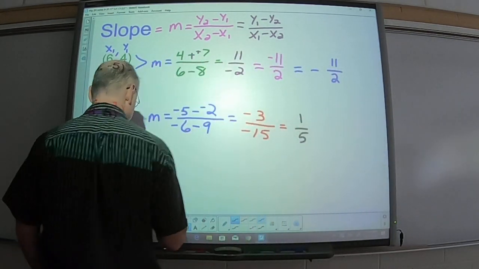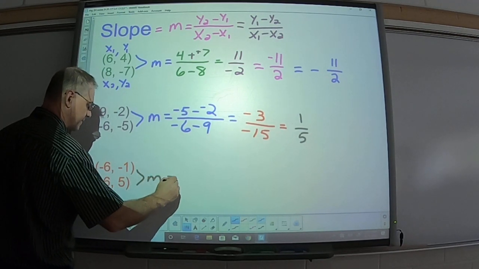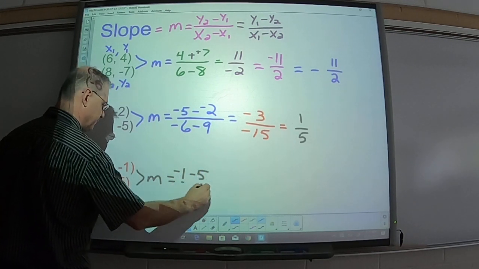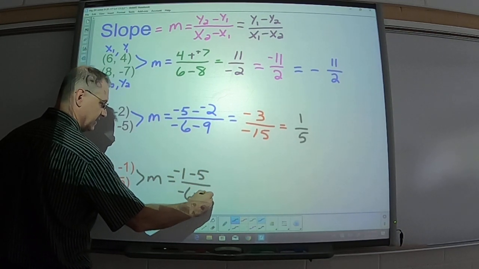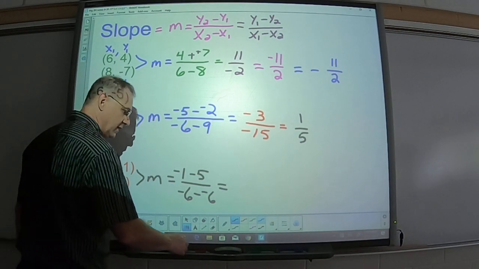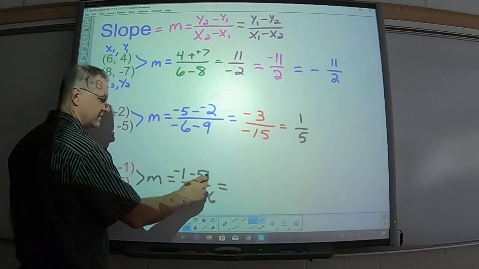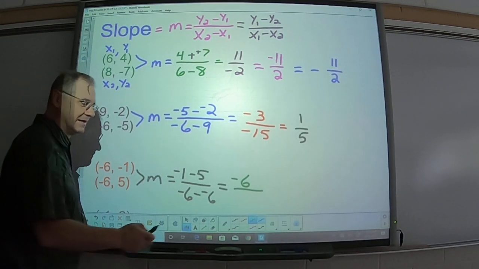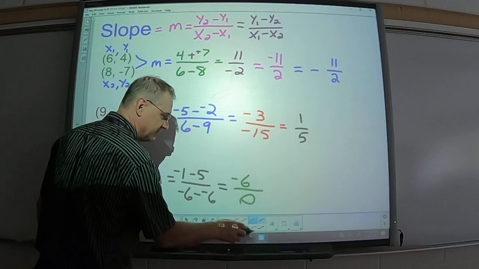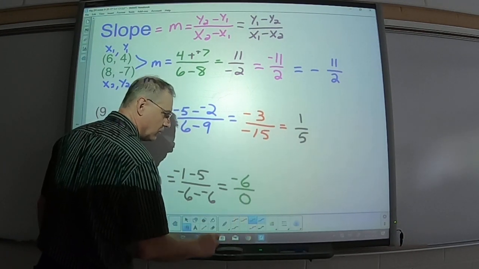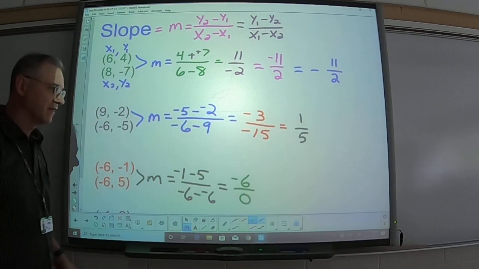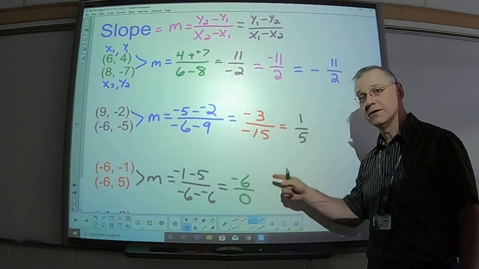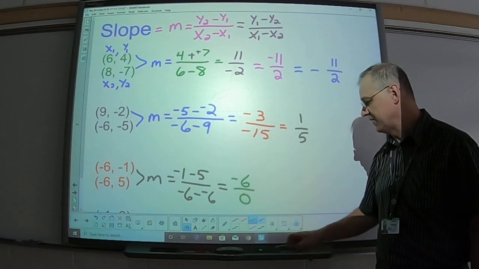All right, next example. Slope here. Let's see, -1 minus 5 over -6 minus -6. Okay. Let's see, that's -6 on top, and what do I get on bottom? 0. That's awful, 0. Let's fix that. 0. That is not the final answer. If you stop there, I'm taking points off. That is not your final answer.